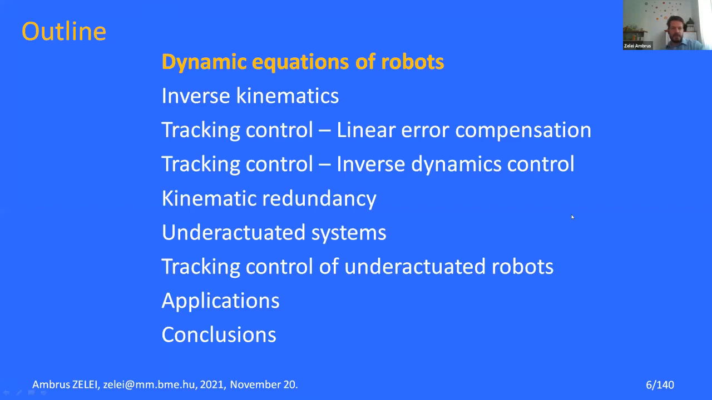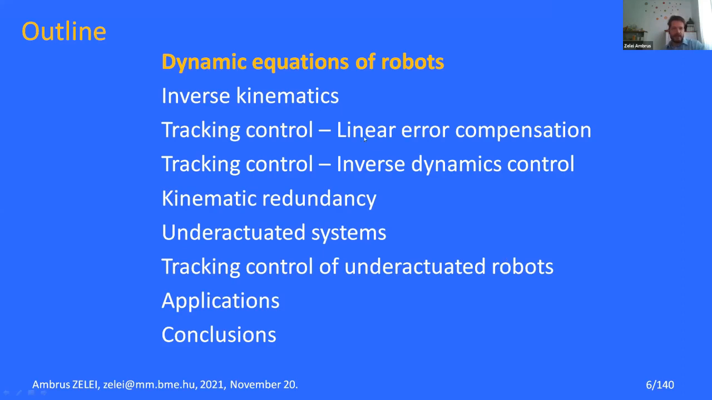So let's go into the topic. The first thing I would like to talk about is the dynamic description of robots quickly, and then I will talk about some control aspects of conventional robots, and then some more special robots which are underactuated, and I would like to talk about kinematic redundancy. So these are some special things, and then some applications.